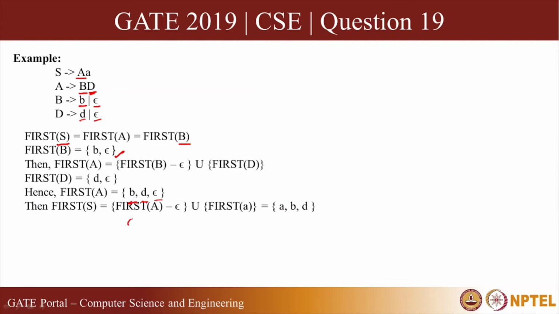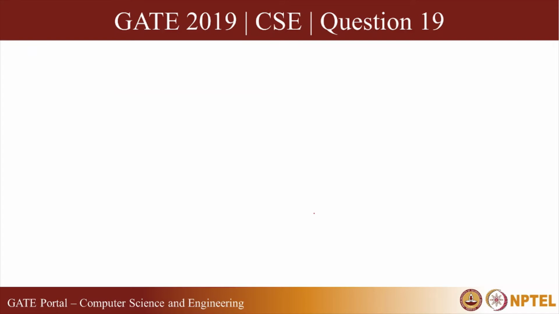Okay, so from first of A we'll get small b and small d, and from this we'll get small a. Taking the union of both, we'll get small a, small b and small d. This is the first of S.